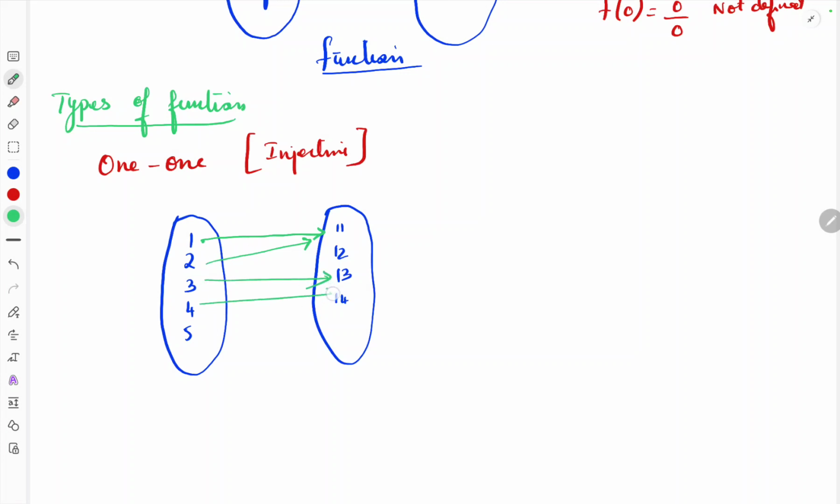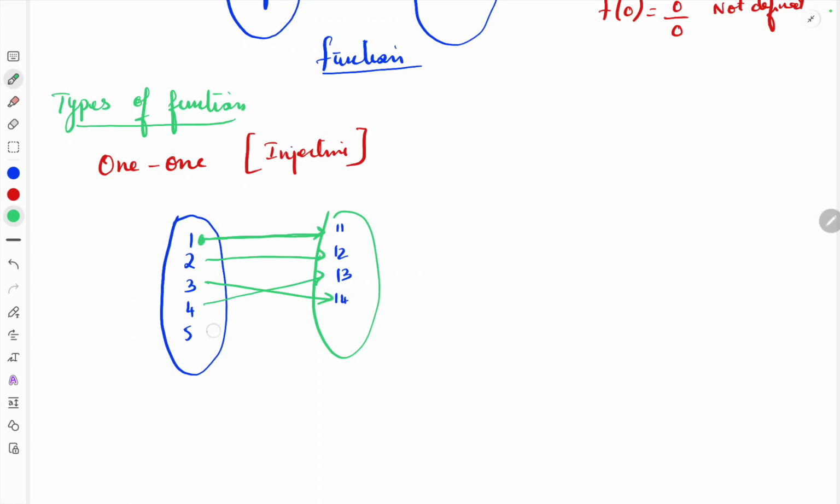Suppose if I map this 13, 4 here, 5 here, now it is a function, but this function is not one-to-one because one-to-one says if 1 is mapped to 11, other than 1, no other element in the domain should map to the element 11. So which means it is not a one-to-one function, injective. So if this 2 is mapped to 12, other than 2, no other element in the domain should map to the element 12. So if 3 is mapped to 14, other than 3, no other element in the domain should map to 14. So if 4 is mapped to 13, then other than 4, no other element in the domain should map to 13.